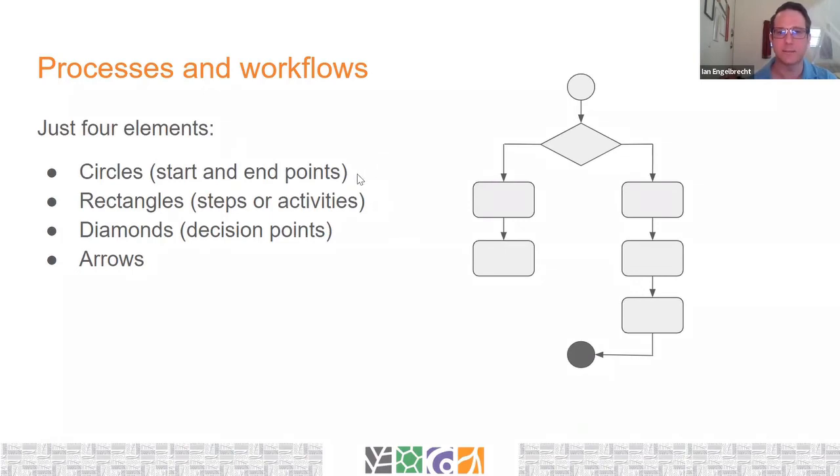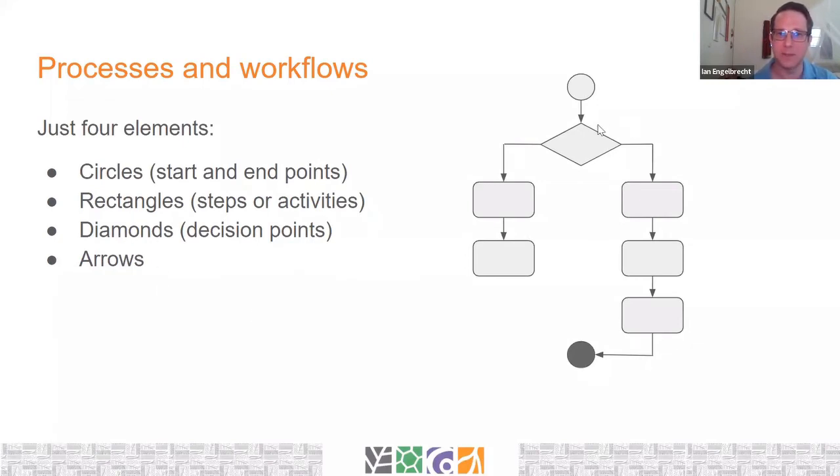It's only four items. It's circles, which indicate the start and the end point of that particular workflow. The open circle is the start, the closed circle is the end. Very important that every workflow has a starting point and an end point so that it's clearly defined.